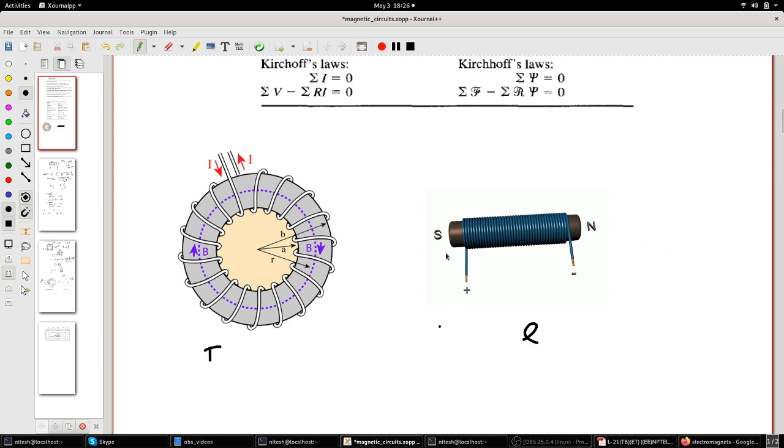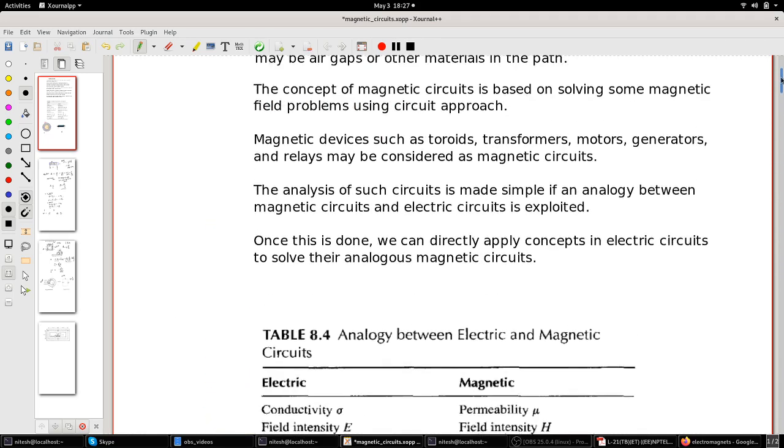So all these devices have some kind of magnetic core, a material which is a magnetic core, and you wrap a wire around it and pass a current I through it. The moment you do that, there is a flux generation. So such devices, you can convert into circuits. The whole idea is to make life simpler so that you can at least do the numericals in an easier way.